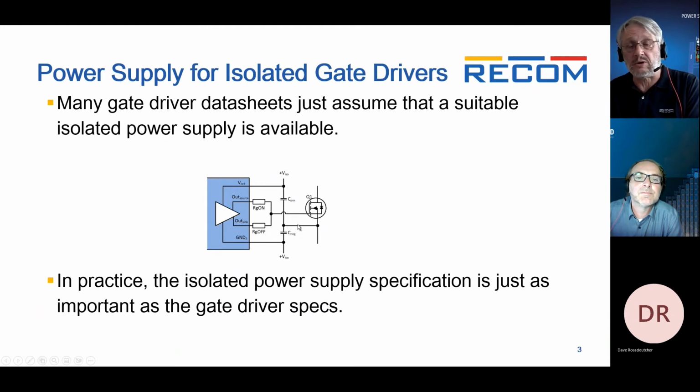Traditionally, if you look at the gate driver data sheets, they just assume that an isolated power supply is available. They just say, connect here to an isolated power supply, and assume that it's there, and often the isolated power supply itself is as important as the actual gate driver specifications themselves. These are what I call skyhooks. They're invented links that don't go anywhere. They just say on the data sheet, oh, just connect a power supply to these points, and they don't say where that power is coming from.